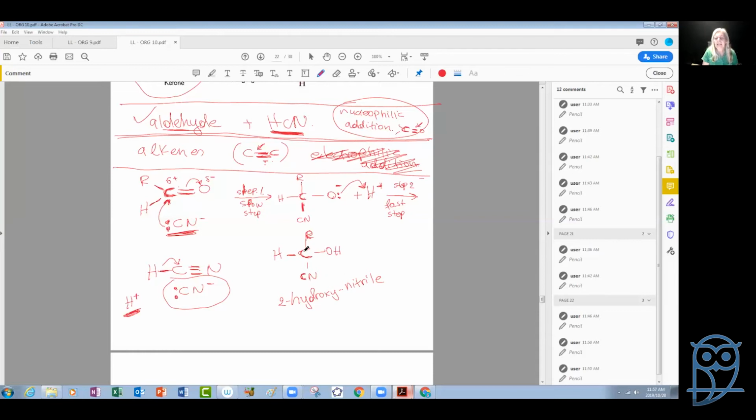Obviously, depending on how many carbons we have in our chain between the alkyl group and this carbon from the cyanide, there will also be something else in the name of this product. But in general, it will always start with a 2-hydroxy something nitrile.